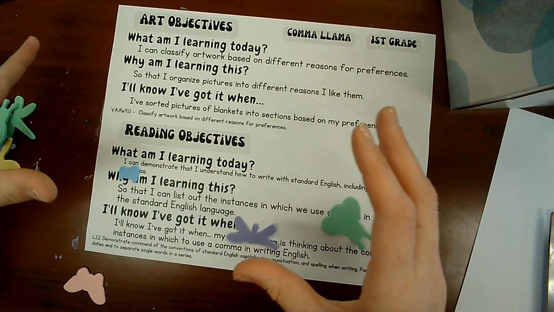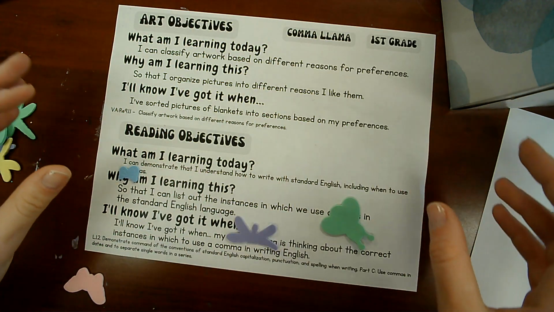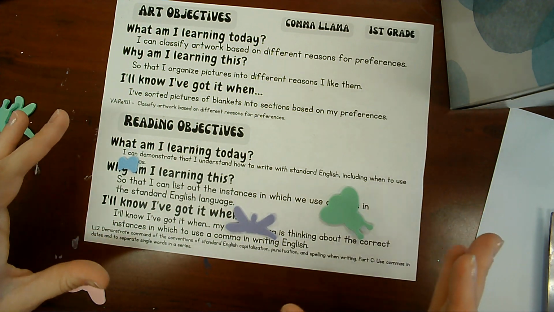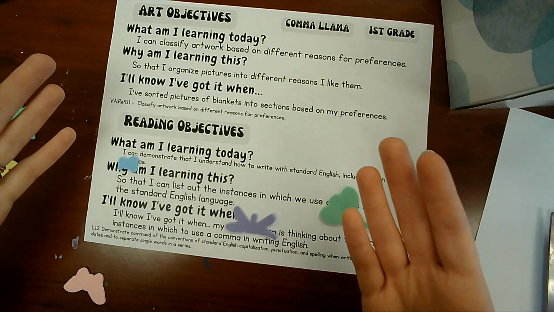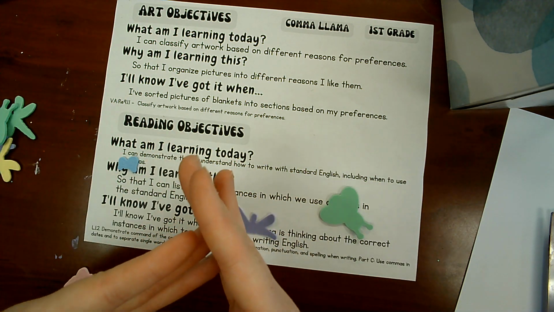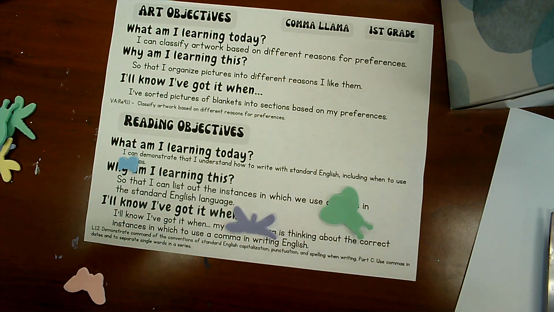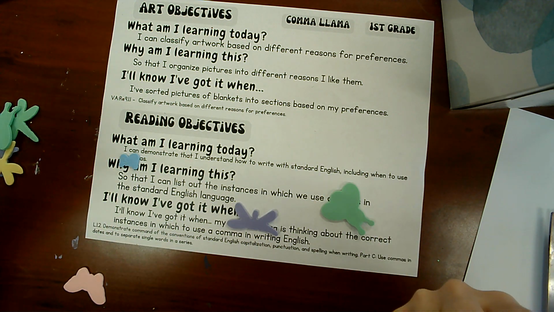So you're going to have different pictures of blankets, and you're going to get to sort them into different reasons why you like them. So that's going to be really fun. So start thinking about different blanket designs that you might like, just like the blanket we're going to make on our Llama. What kind of Llama blankets would you like? What do they look like? Why do you like them? Start thinking about that for our lesson.